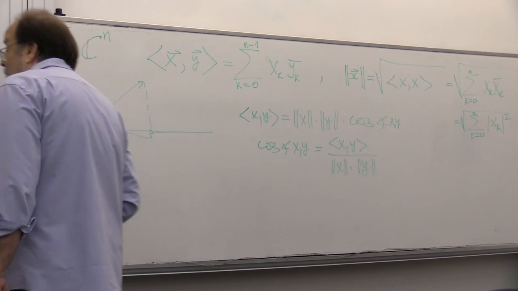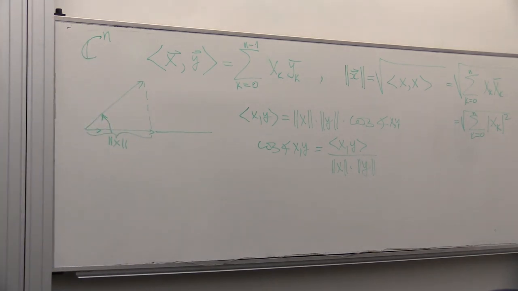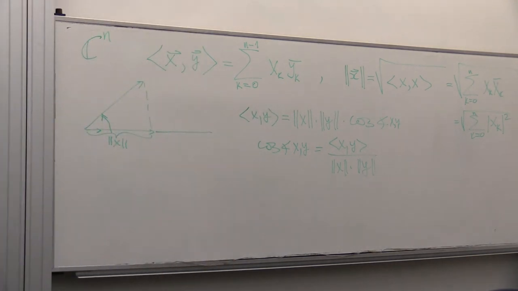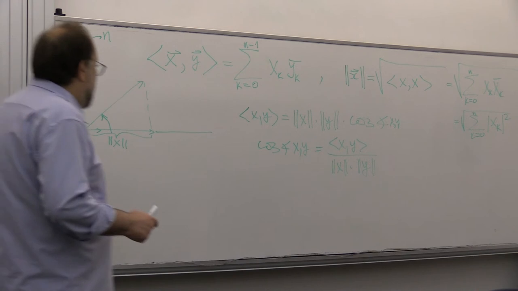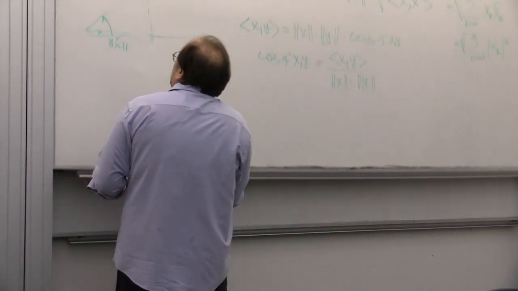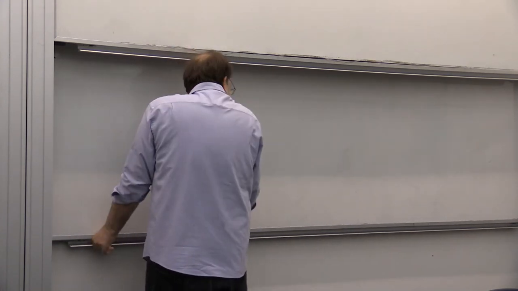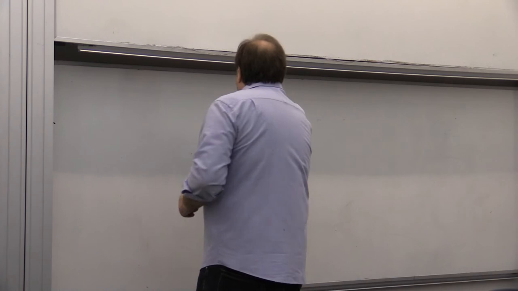Okay, so now what we are going to show with such a scalar product is that these vectors are mutually orthogonal. They are not orthonormal because their norms are not one, but square root of n. So let's compute both the norm and the scalar product of these vectors.